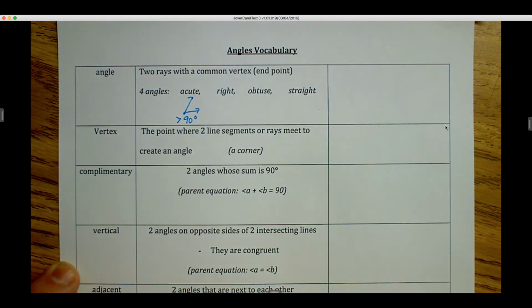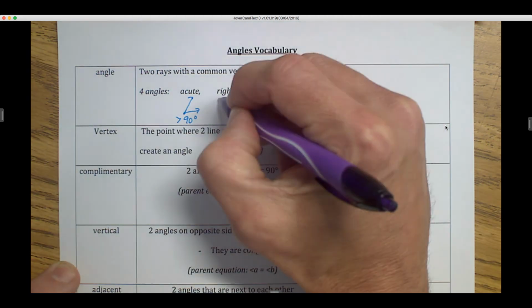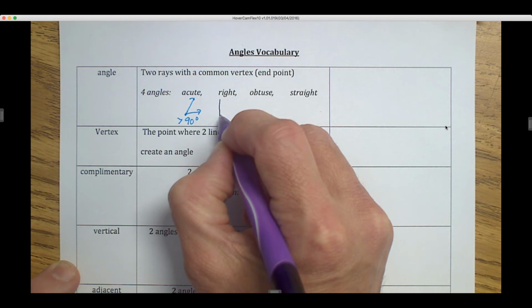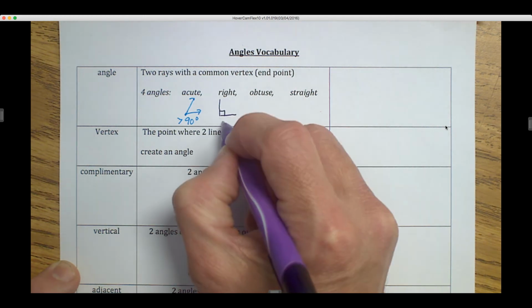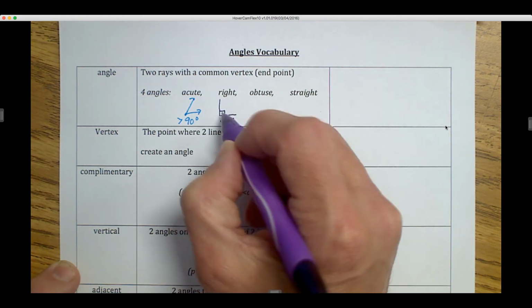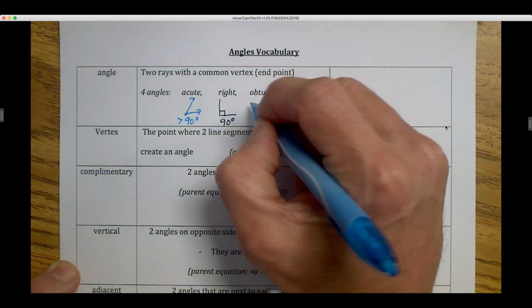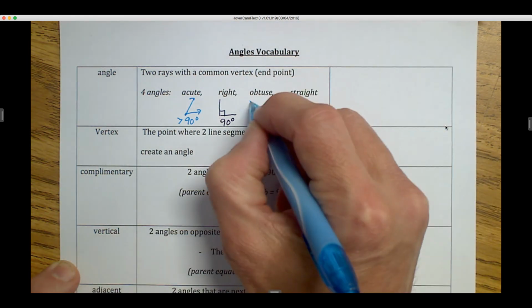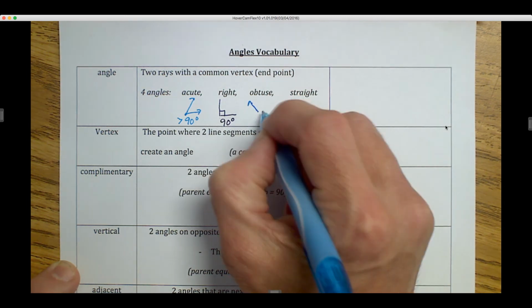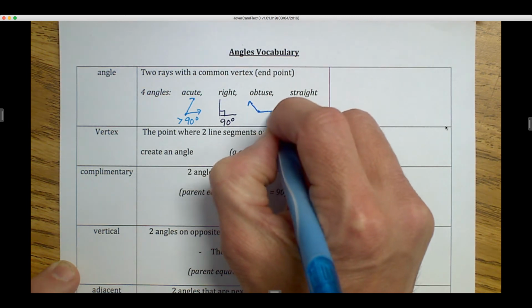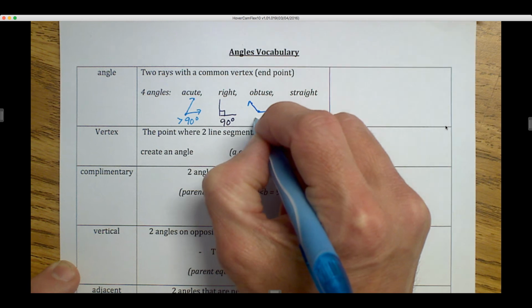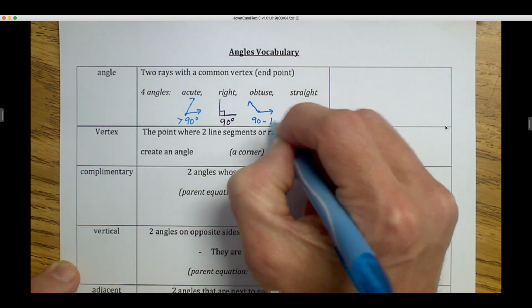I'm going to change my color. A right angle is exactly 90 degrees, and you'll always see that right angle box. An obtuse angle is something like this, common vertex right here, and that is between 90 to 180 degrees.